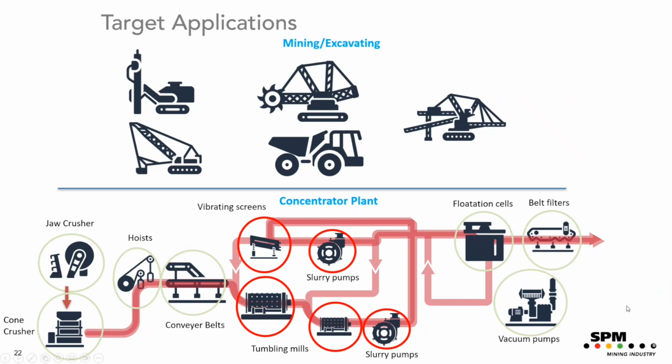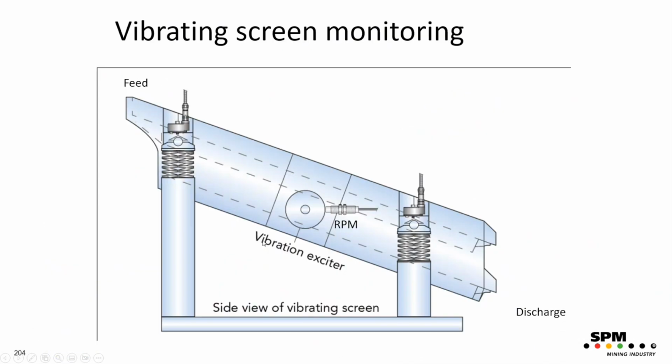Okay, then we go for the last example where we also have a combination of condition monitoring and process optimization, but I will only cover the process optimization part. And that's vibrating screens. Here we have the side view of the vibrating screens with the feed here and the discharge over here. On each corner we have a triaxial vibration transducer. We have an RPM pickup.